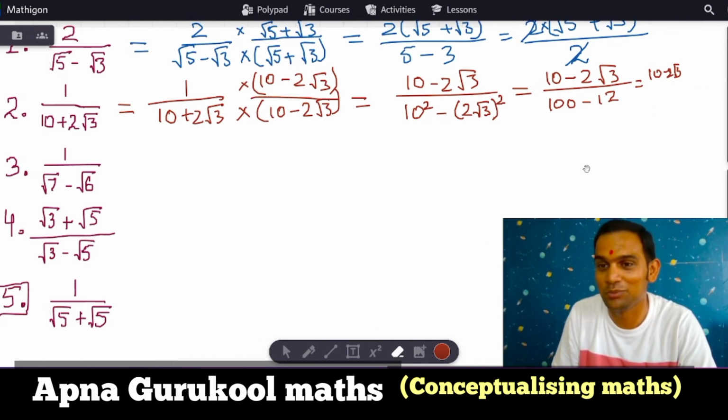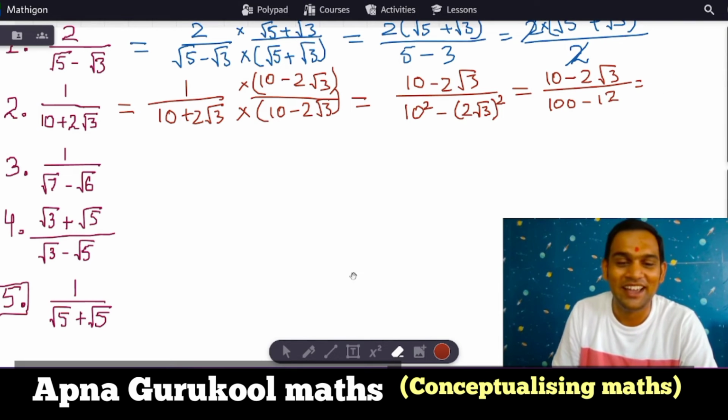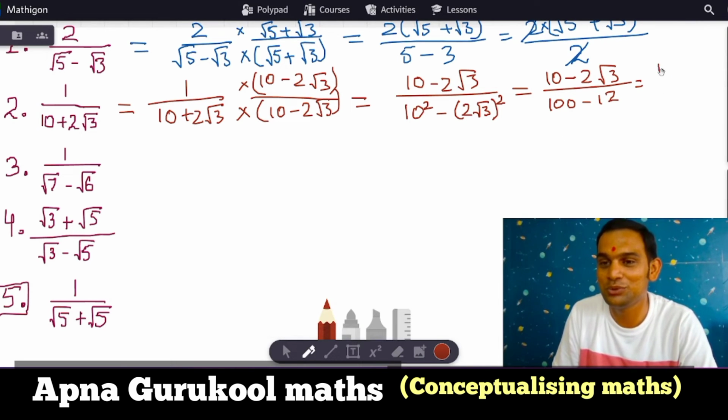Why am I writing it so much congested? So it becomes 10 minus 2 root 3 divided by 100 minus 12, which is 88. Yes. So that is how we get to this answer. You can further simplify it.